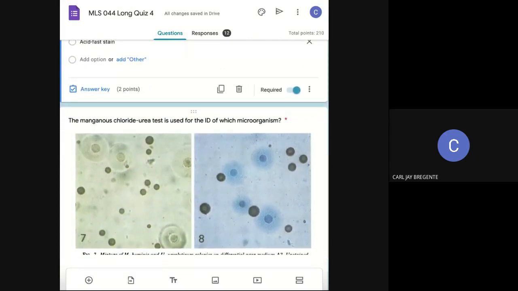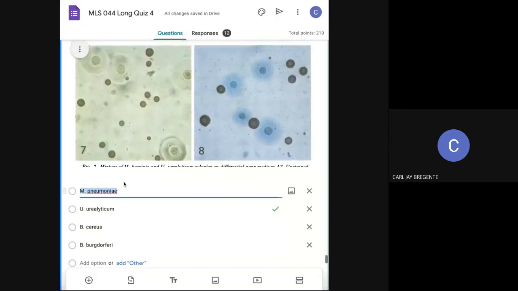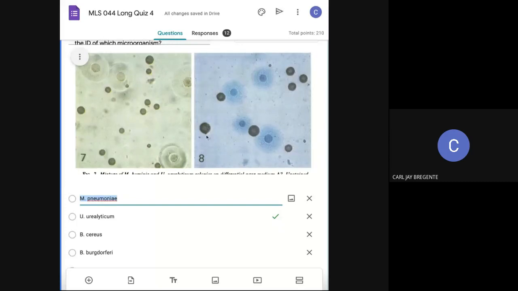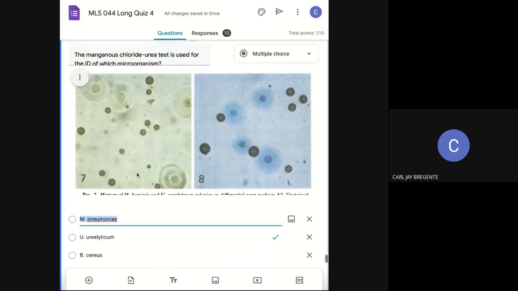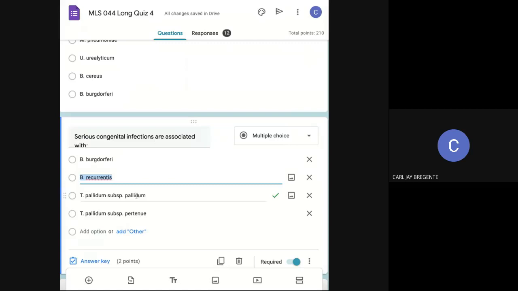Magnus chloride test is used to ID which microorganism. This is Mycoplasma. This is Ureaplasma urealyticum. These dark colored circles are Ureaplasma. The ones that look like fried egg are your Mycoplasma. Congenital infections are associated with Treponema pallidum subspecies pallidum. So, congenital infections, that is Treponema pallidum.